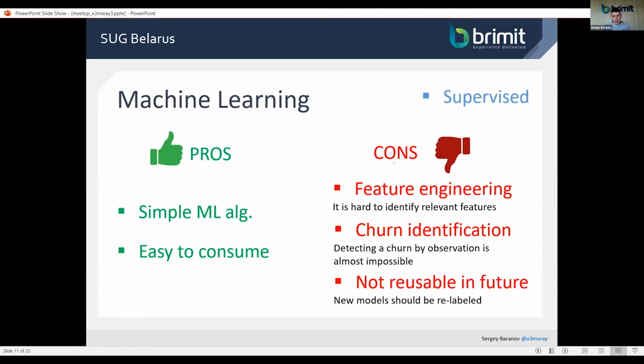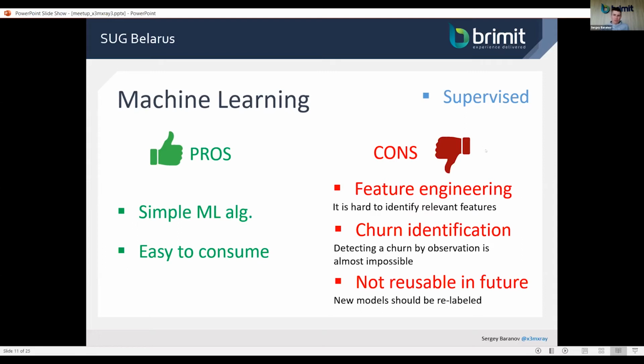And the advantages and disadvantages of supervised machine learning. Advantages is that your machine learning algorithms are very simple, and you don't need to have any extra data. You can use the same model for training and the same model for consuming. And it's very easy, but there are many disadvantages.